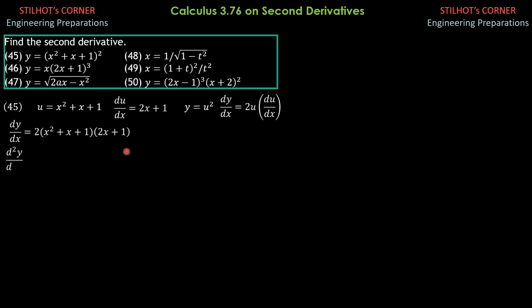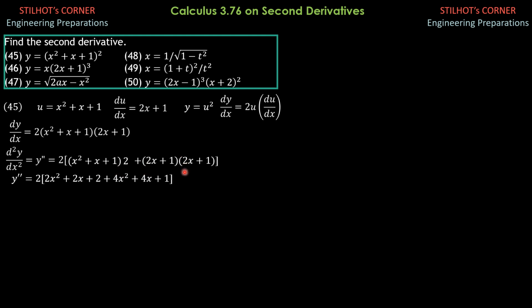So next, for the second derivative, we have derivative of product. The second derivative of y with respect to x equals 2 times quantity, consider this as the first factor, x squared plus x plus 1. The derivative of the second is 2, plus second 2x plus 1, derivative of first 2x plus 1. So simplifying, y double prime is 2 times quantity 2x squared plus 2x plus 2 plus 4x squared plus 4x plus 1.